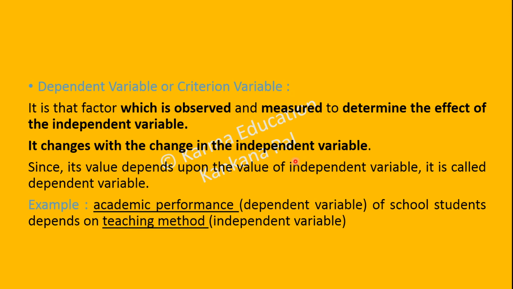It is a very important line that dependent variable changes with a change in the independent variable. Okay, since its value depends upon the value of independent variable, hence it is called dependent variable. For example, academic performance, the dependent variable, of school students depends on teaching method, that is independent variable.